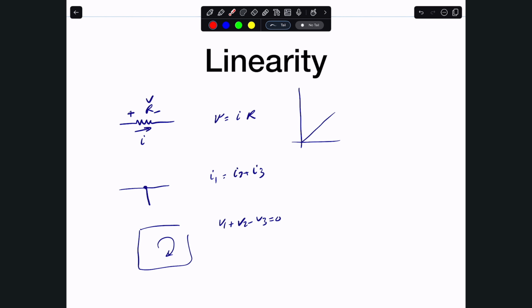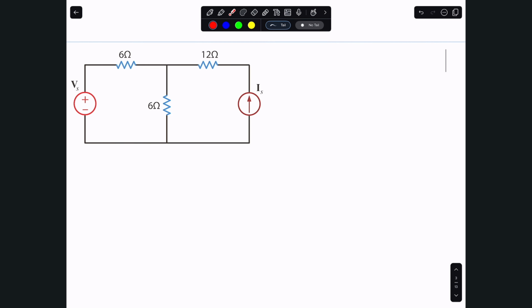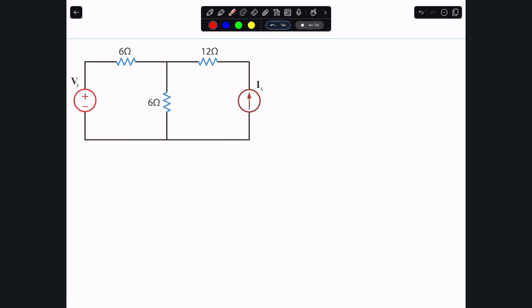As it turns out, if circuits follow this linearity rule, we can use what we call superposition. So let me explain what superposition is. In simple terms, if you have a circuit that contains multiple sources, superposition tells you that the voltage across or the current through any point within the network is simply the algebraic sum of the individual contributions from each one of these sources. So what does this mean? Let me give you an example.